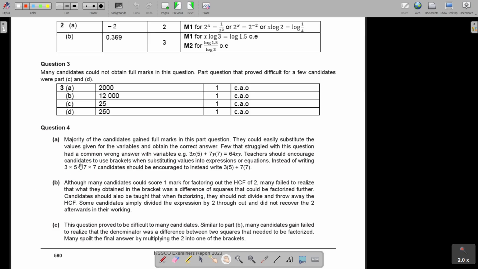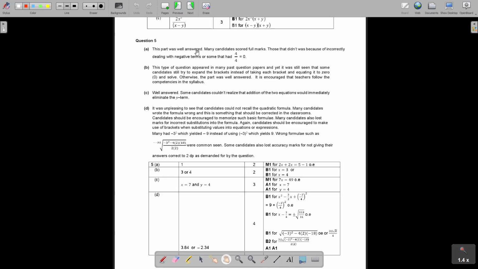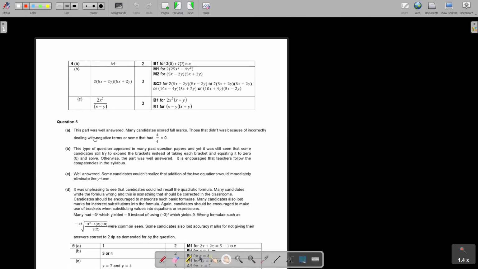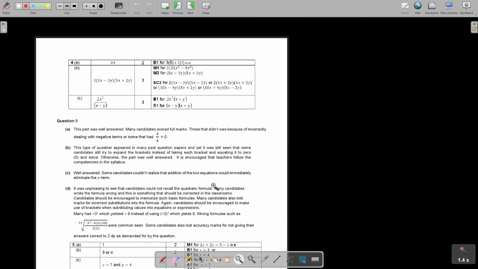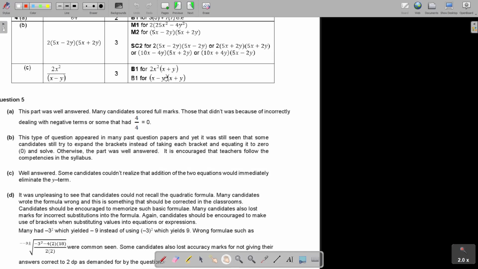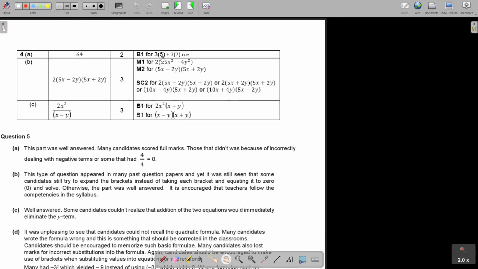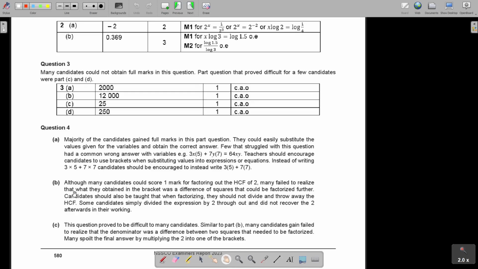Instead of writing this, use brackets. Candidates should be encouraged to instead write it in brackets. And I just want to show you the answer there. Let's just go back. Okay, let's just make it bigger. Okay, so there I substitute and the final answer will be 64. Okay, and we go back to what they say about B.